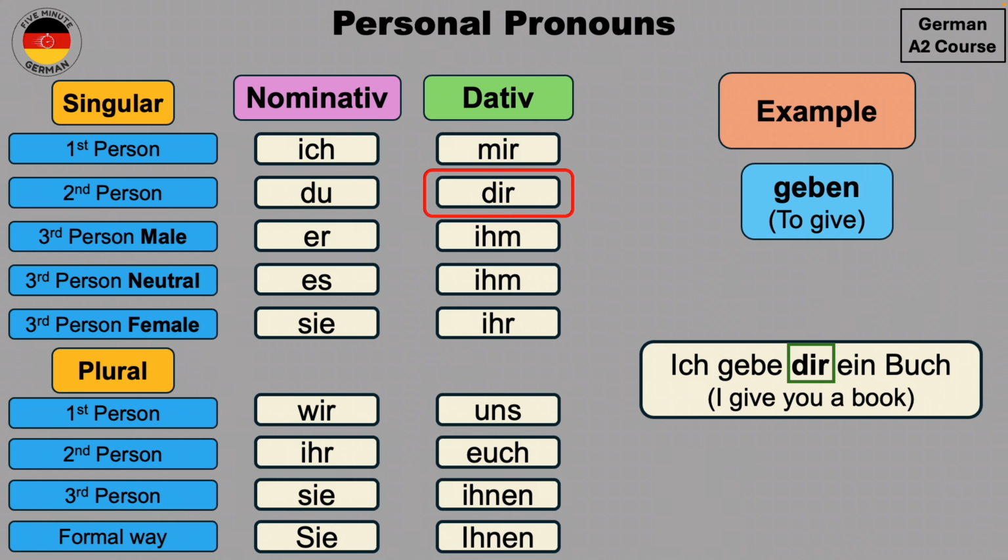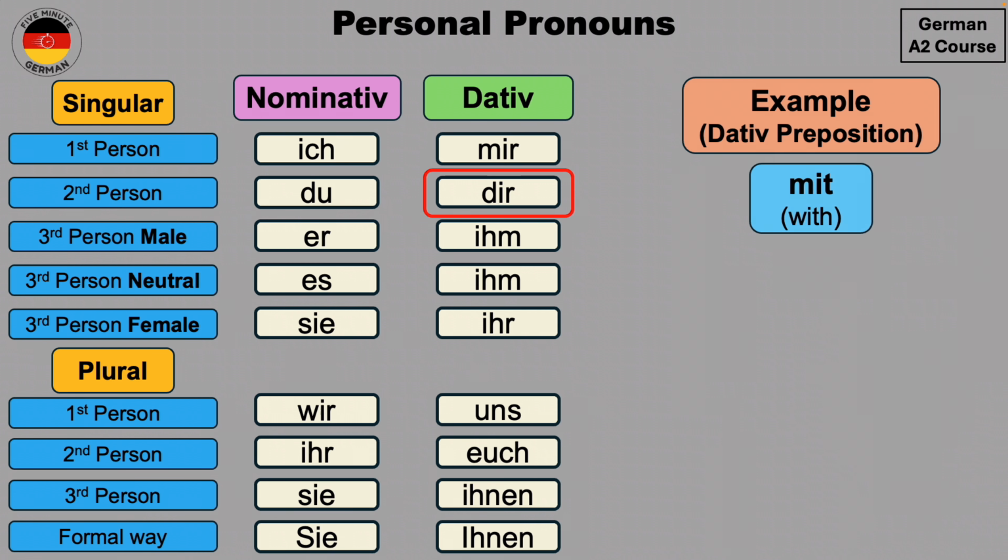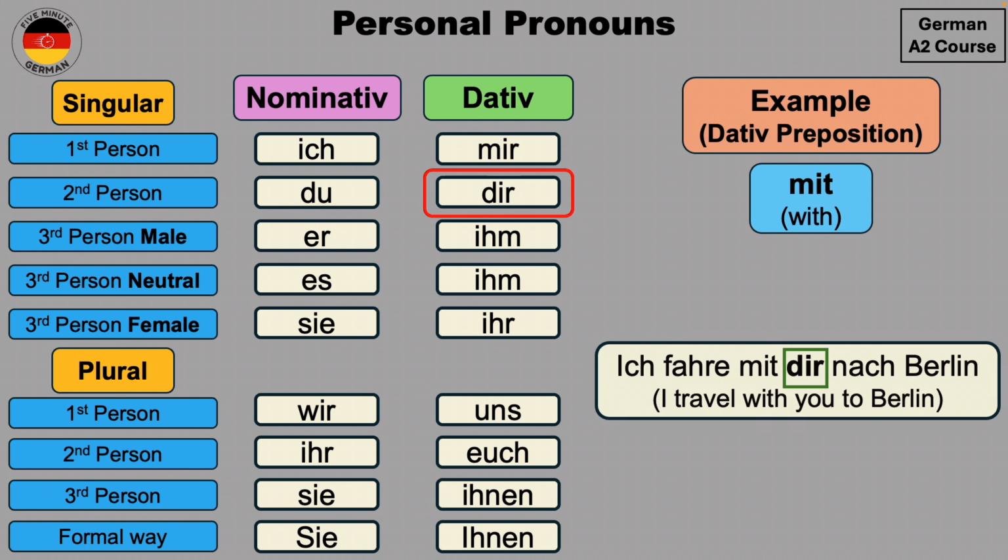Now let's take another example with the dative preposition, which is mit, which means with. So a sentence will be Ich fahre mit dir nach Berlin. I travel with you to Berlin. So we use the dative form over here because it comes after mit. So this is something that you should keep in mind, that any pronoun or noun which comes after mit will always be in dative because it is a dative preposition.